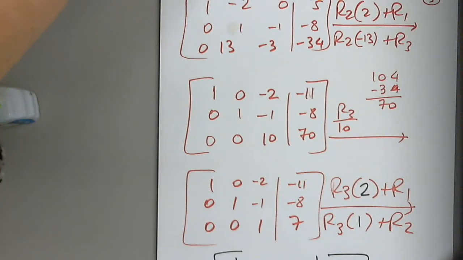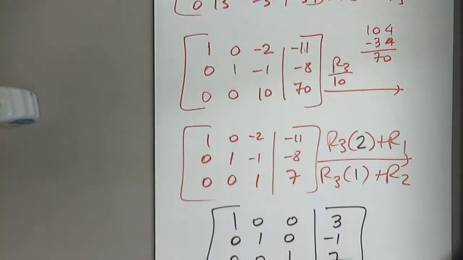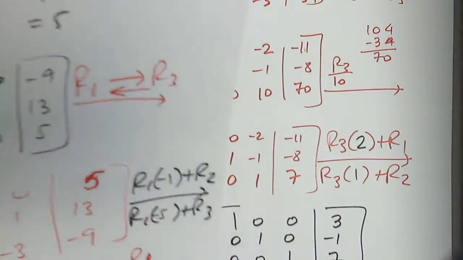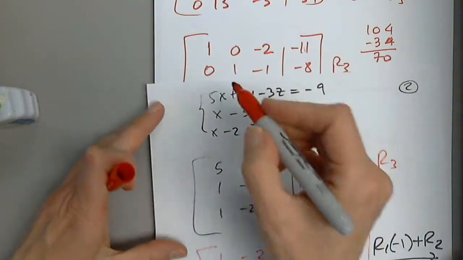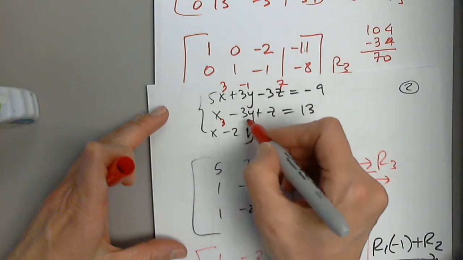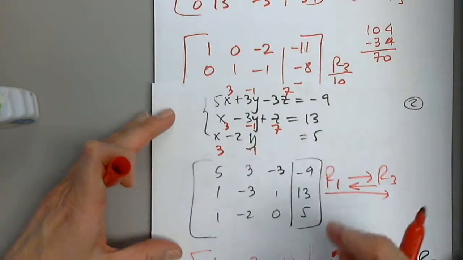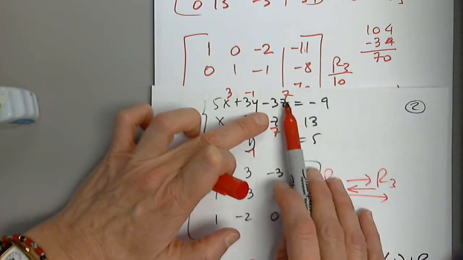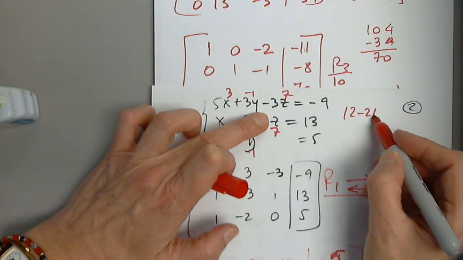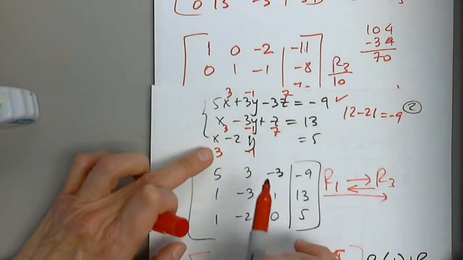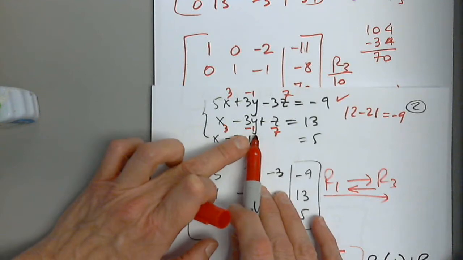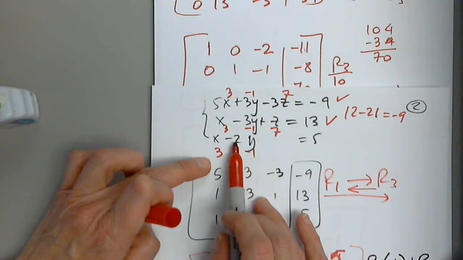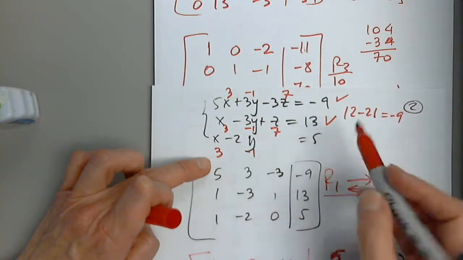We always go back and check. It's so easy to make an error. Okay, so 3, -1, 7. 15 minus 3, 12. 12 minus 21, -9. 3 plus 3, 6 plus 7, 13, correct. 3 plus 2, because it's -2 times -1, 5, correct.